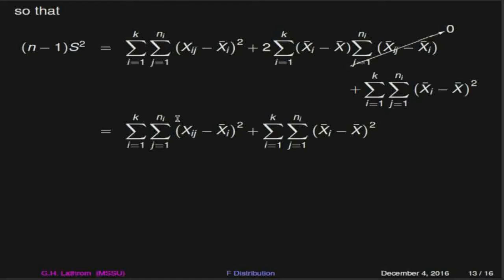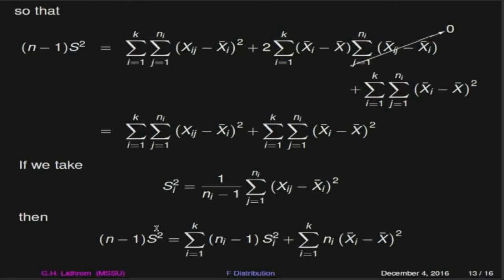And so where this leads us is that our total variance from our pooled group can be written as two separate sums. And so if we take s sub i squared as just being the within group sample variance for the ith group, then we can write our total variance as the sum of the within group sample variance and then this second sum.